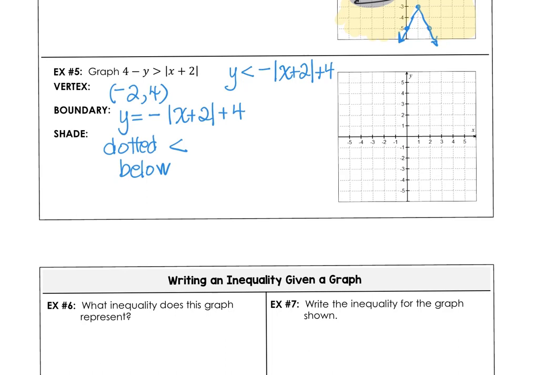So your finished product would look like (-2, 4), and the slope was 1. So your graph goes dotted across here and dotted or dashed across here. And your test point could have been (0, 0), and you shaded below. This was the true section under here. Where (0, 0) lived turned out to be a true statement, and your solution was here. This was true down here.